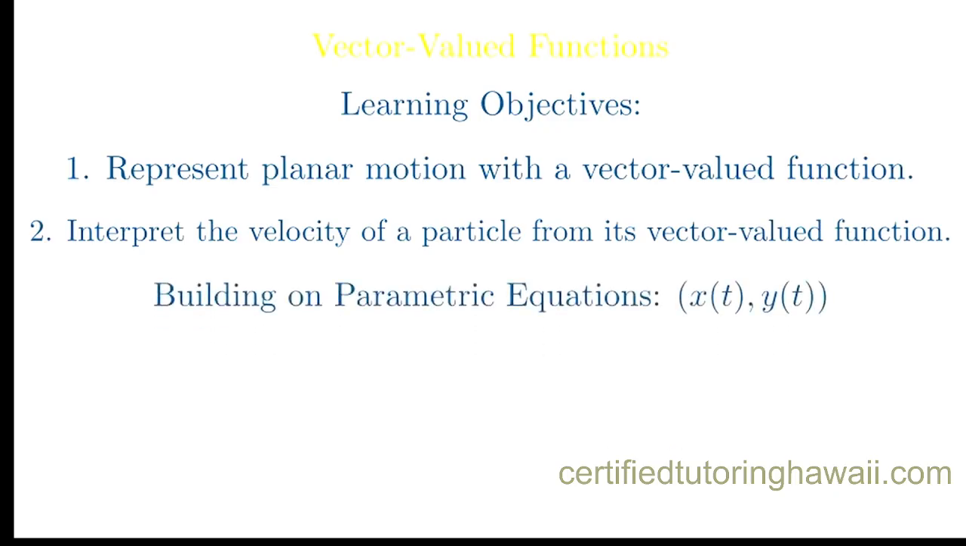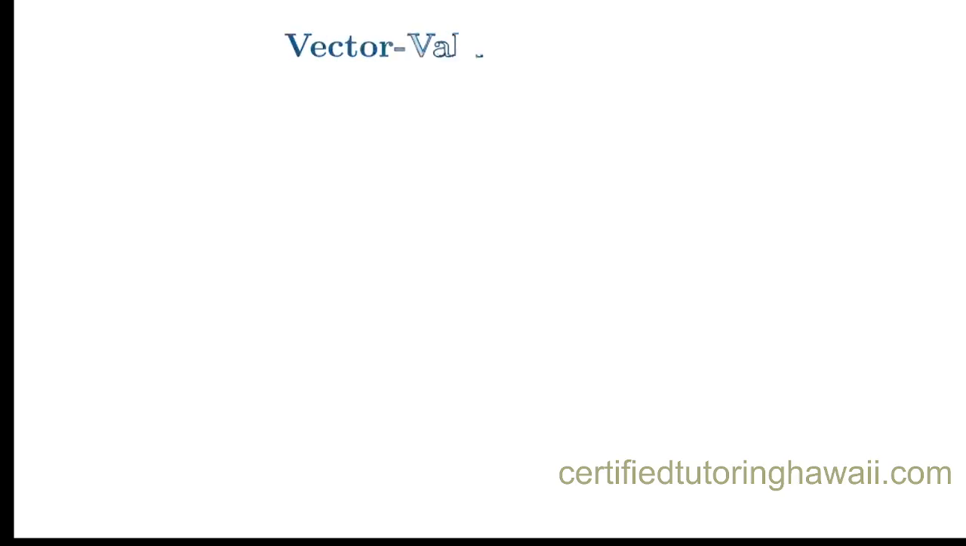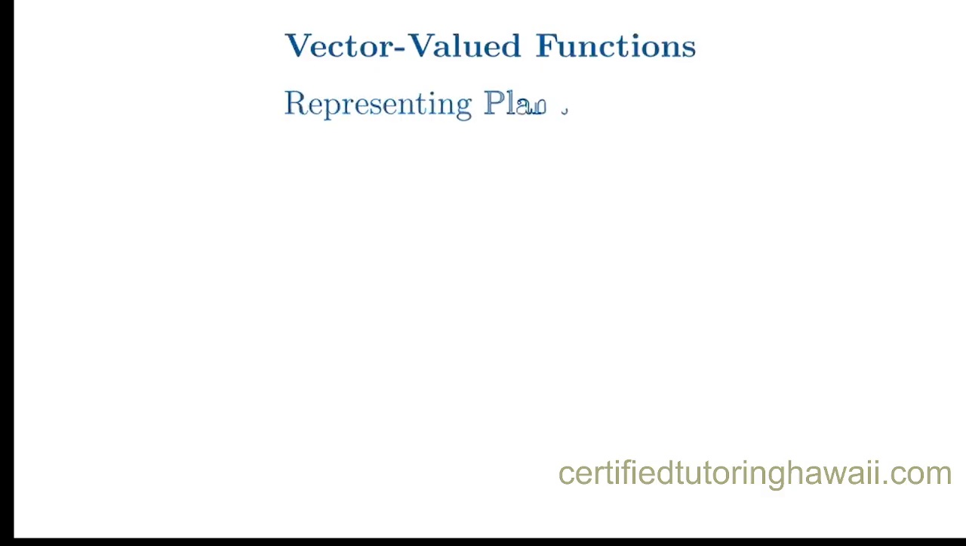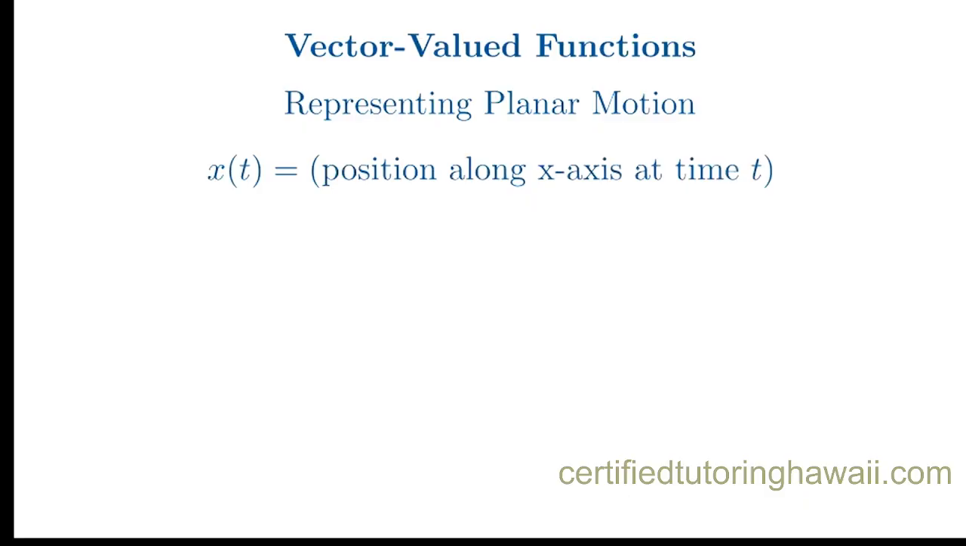Let's get started. Our first objective is to represent planar motion using vector-valued functions. We can think of this as a new notation for something you might already be familiar with, parametric equations. Let's say the position of a particle at any given time t is described by a pair of parametric equations. One equation, x of t, tells you the x-coordinate at time t. The other, y of t, tells you the y-coordinate. Together, they form the position vector.